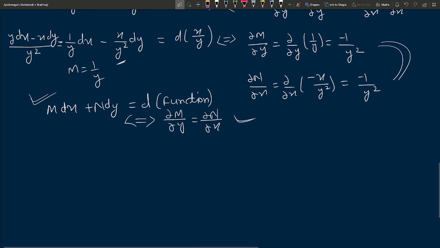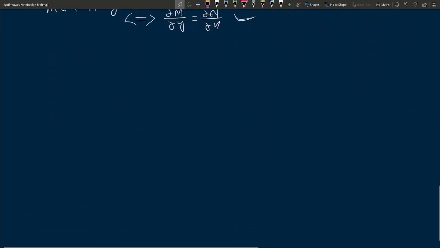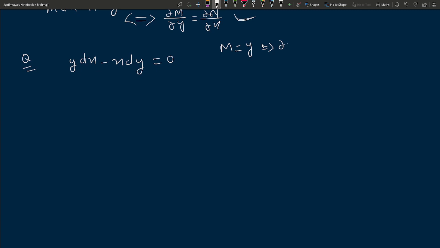And what is an integrating factor? Integrating factor means it is a function. Suppose I write a question here: y dx minus x dy. Is this an exact differential equation? Let us check. What is m? M is multiplied with dx, so m is y, and del m by del y is equal to 1. What is n? N is multiplied with dy, that is minus x. So del n by del x is equal to minus 1.